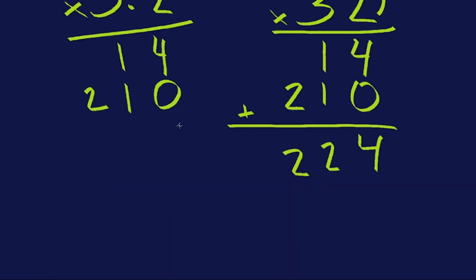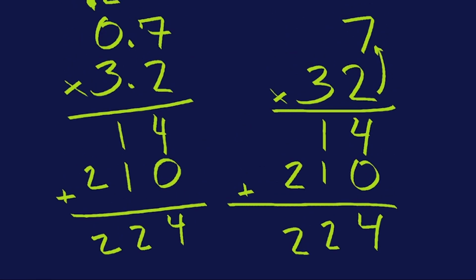You'll notice that these are the same. That's great. 4 plus 0, 1 plus 1 is 2, and 2. Now, should these have the exact same answer? No. They should have the same digits.